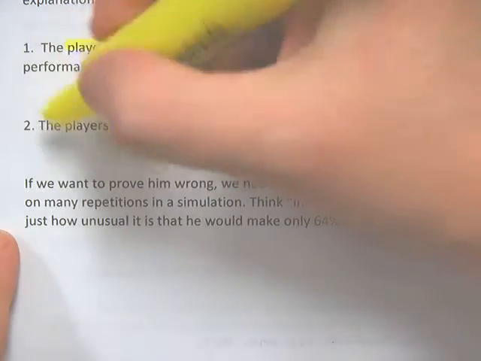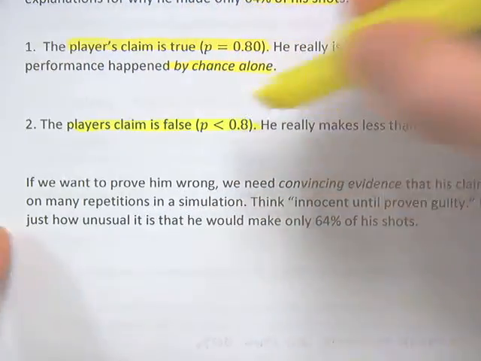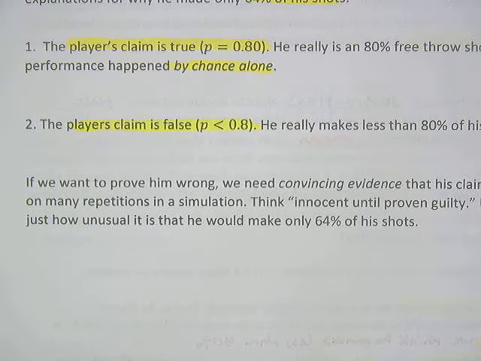Or his claim is false. He really shoots less than 80%. It's got to be one or the other. Either what he's saying is true or it's not. Those are kind of where we're going as far as hypotheses. One of those two claims, one of those two hypotheses has to be true.